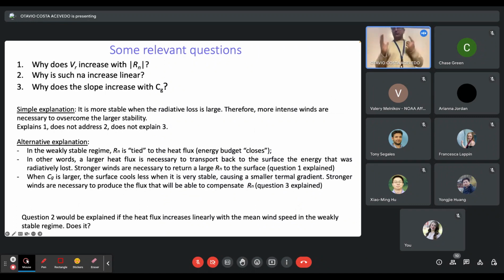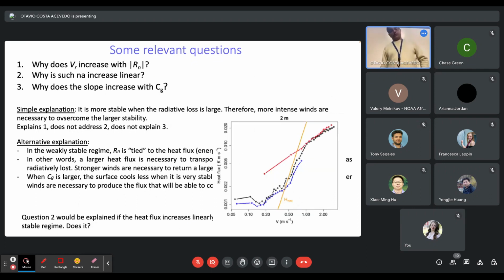Well, it is explained if the heat flux increases linearly with the mean wind speed in the weakly stable regime. We have observations. This is from a tower that we had on the coast, where the transition was very sharply determined. So we could do statistics in the weakly stable and very stable regimes, very precisely determined. And the statistics in the very stable is the blue. In the weakly stable is the red. What you can see here is, at least for this site, the heat flux is very close to linear with the wind speed in the weakly stable regime.